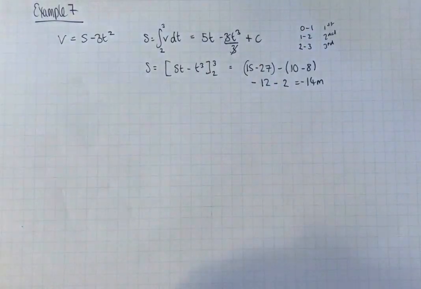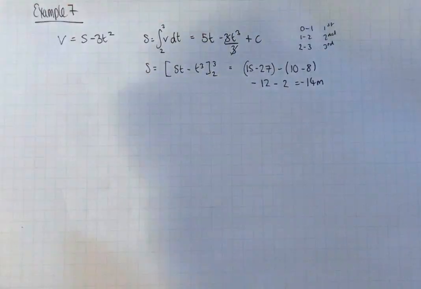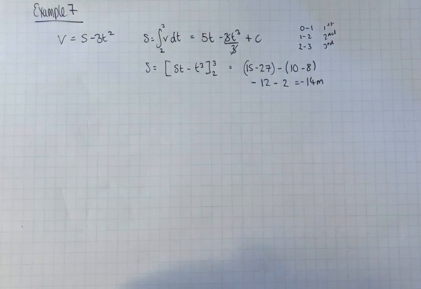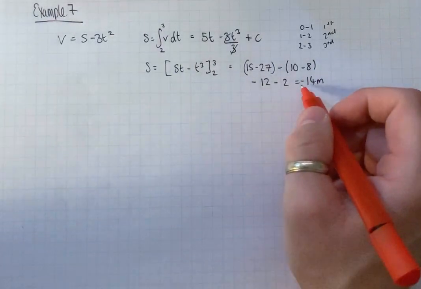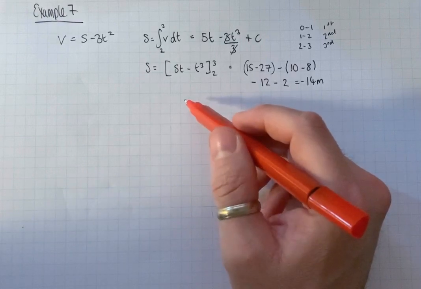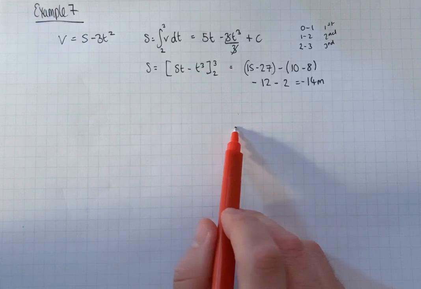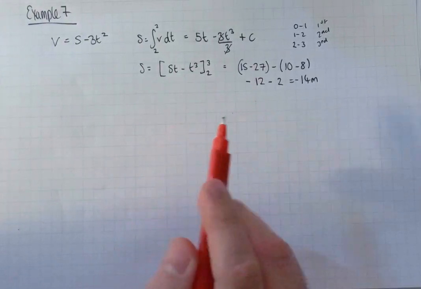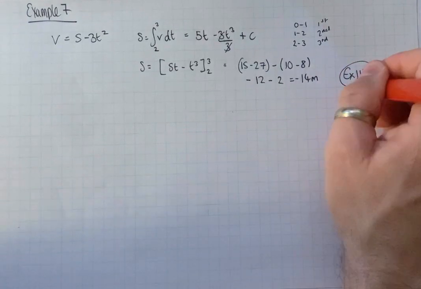So that just means you're going to be 14 metres to the left. You've travelled 14 metres to the left. So the negative value here just means you'll be going against the original direction. So it was travelling in this direction, and then between 2 and 3 seconds it travelled 14 metres in this direction. Okay, that completes all the examples prior to exercise 11D, so have a go at those now.